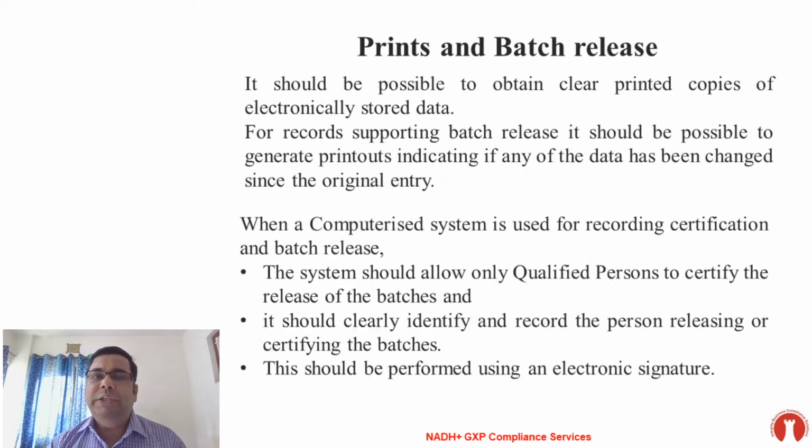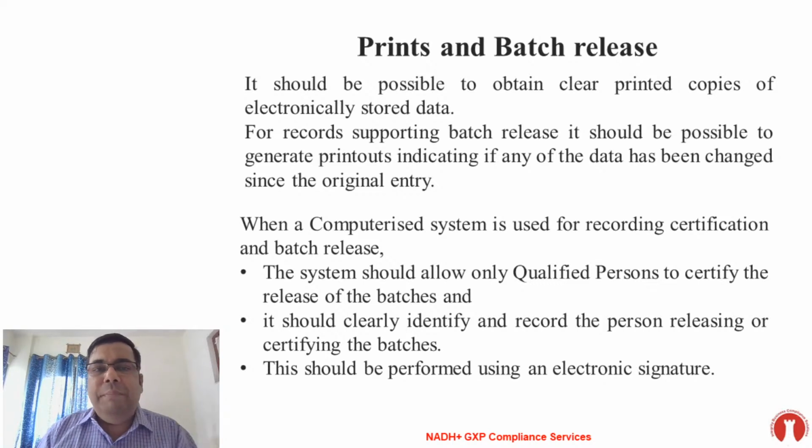The next requirement is prints and batch release. Prints means it should be possible to obtain clear printed copies of electronically stored data. For records supporting batch release, it should be possible to generate prints indicating whether any of the data has been changed since the original entry. Many times I am using the computerized system for all my records, but for batch release sometimes I have to take the print. The print should be clear and it should support that it is not changed.